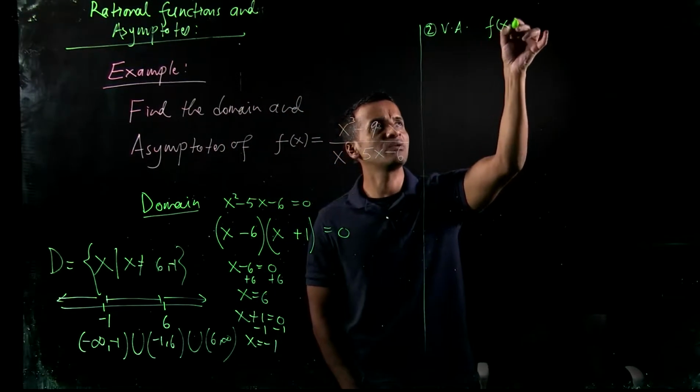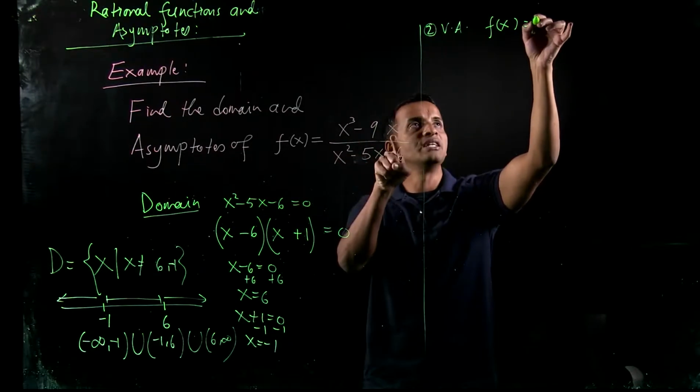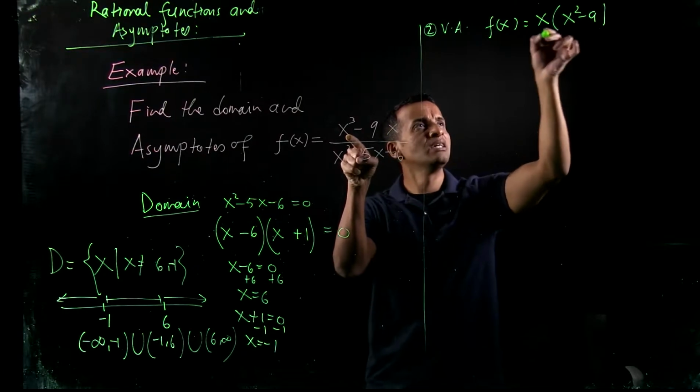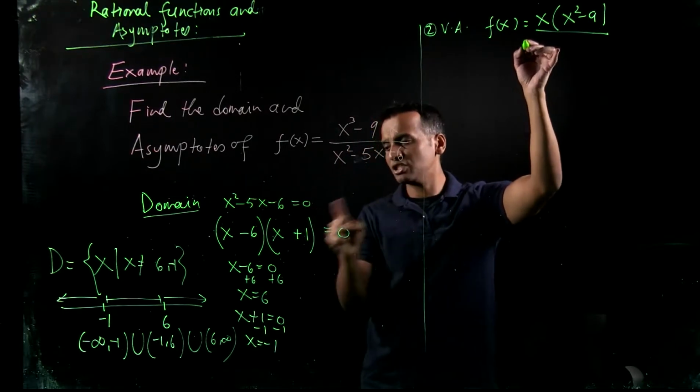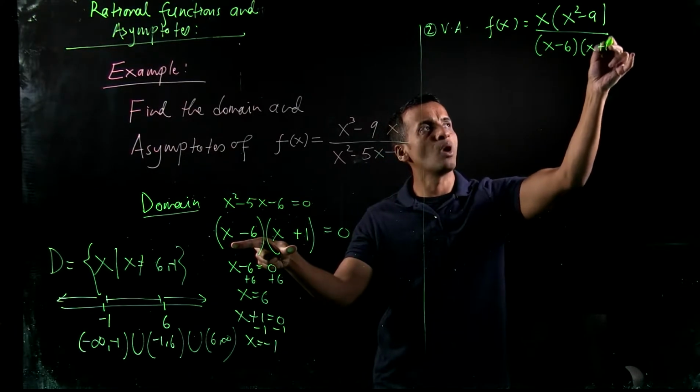So you have f of x equals, is there anything common on the top? Yes, there is x. Factor out, what do you get? You'll get x squared minus 9 divided by, what are the factors of the denominator? We got x minus 6 and then x plus 1.